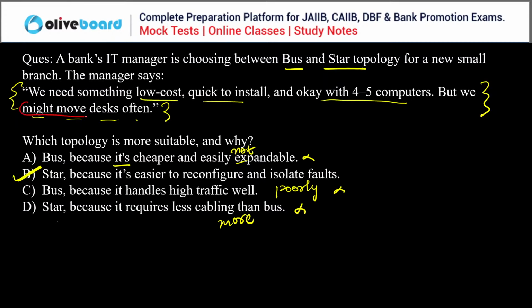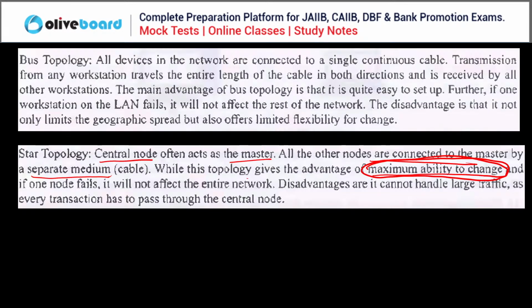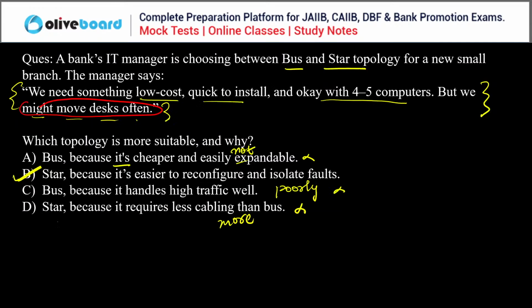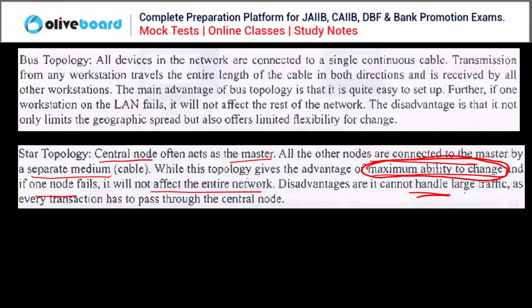Manager says that we might have to move desks often, which means we need to change the setup in between, so it gives you maximum ability to change. And here, if one node fails, it will not affect the entire network. Disadvantages are it cannot handle large traffic. We don't have to handle large traffic because the manager is saying that it should be okay with only 4 to 5 computers. So there is no large traffic.